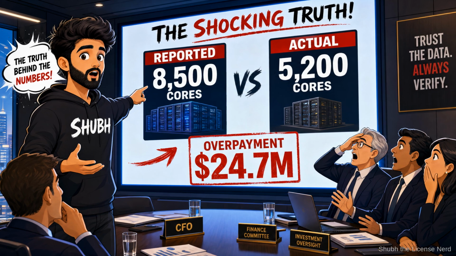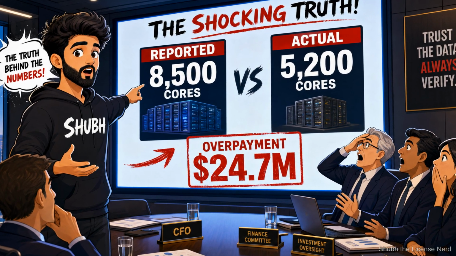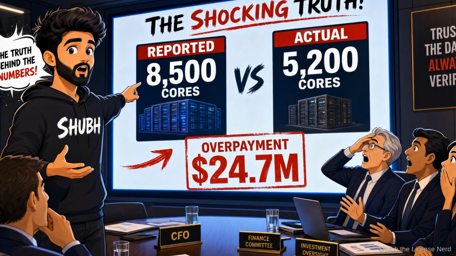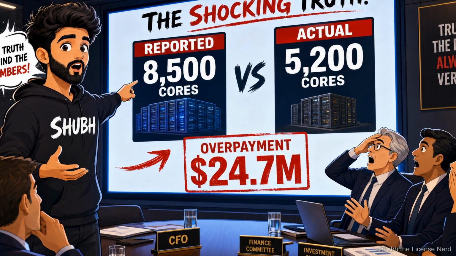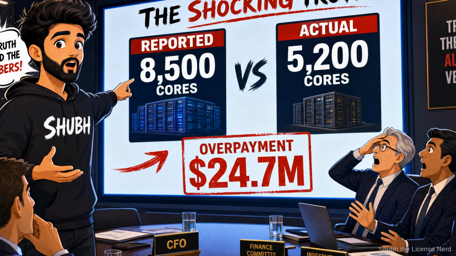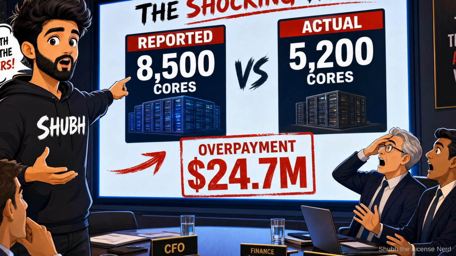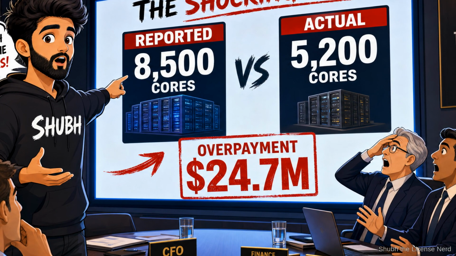A financial services firm was reporting 8,500 SQL Server core licenses. Their ELP revealed actual deployment, 5,200 cores, overreporting by 3,300 cores for 2 years. At $15,000 per 2-core pack, that's $24.7 million in overpayment. Just from accurate reporting.